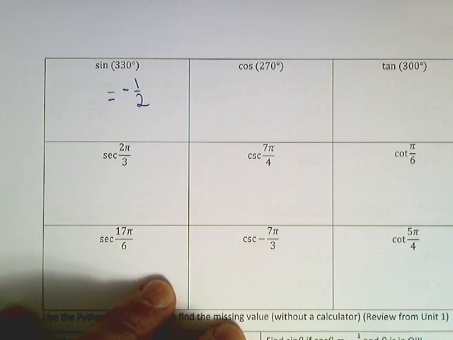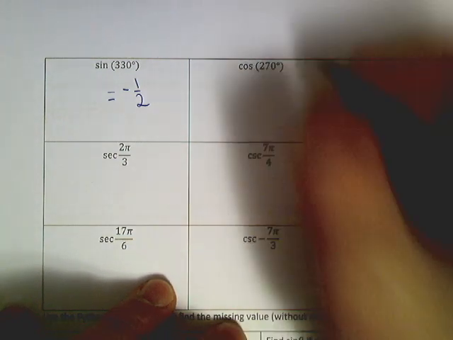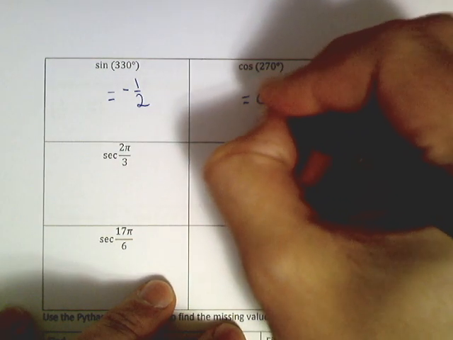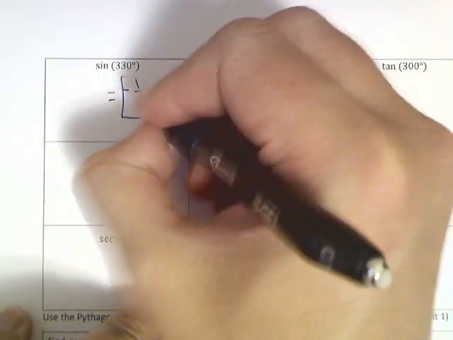Cosine of 270, so we look at our unit circle. Where is it? It's 270. So the cosine is the x value, so that would be equal to 0.